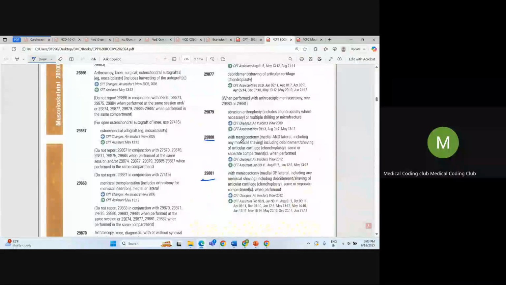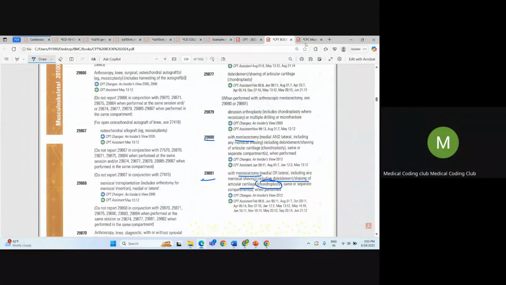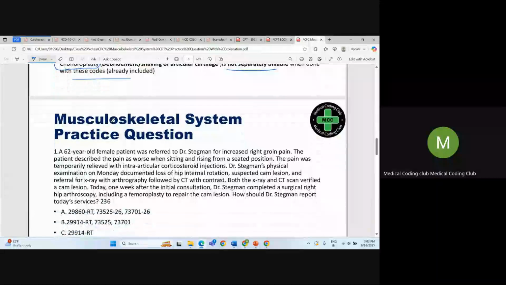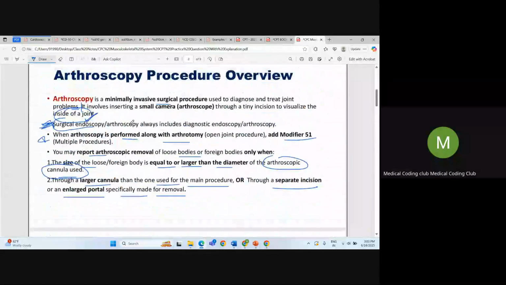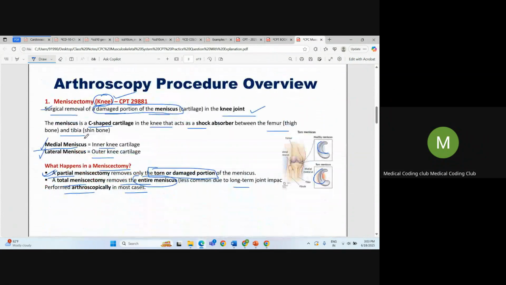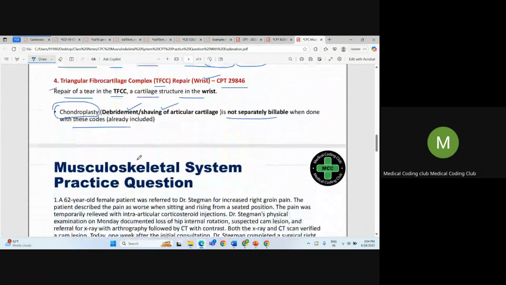See here, meniscectomy. In this, if you see, including debridement, shaving of articular cartilage, that is chondroplasty. It is included in the meniscectomy procedure, so we don't have to code that chondroplasty separately. This guideline you should know. So by seeing this info, you got to know what arthroscopy is, the guideline associated with arthroscopy, and a few definitive procedures. The meaning, everything you have understood. Now we will quickly see the question.